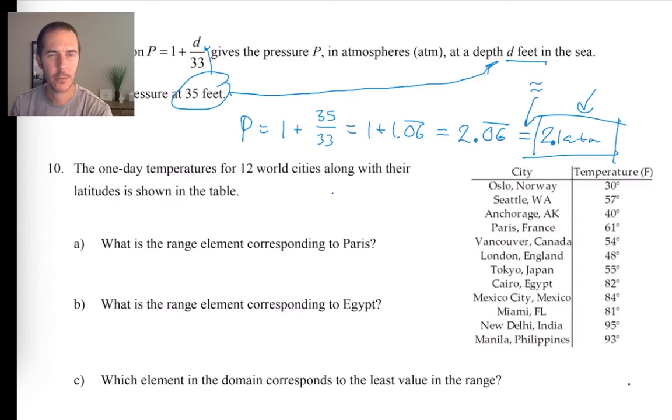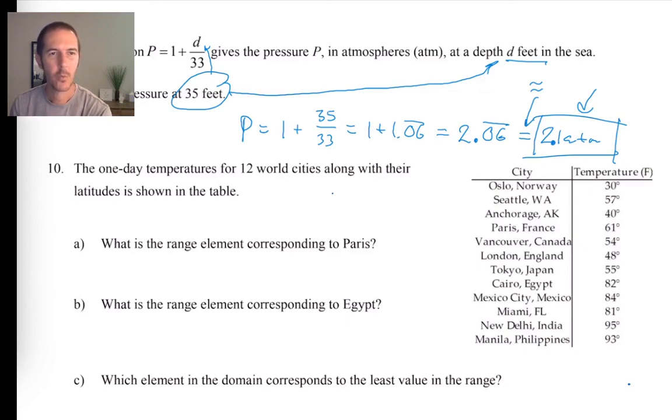Along with their latitudes. That's not true. These are not latitudes that are being shown in this table, I just realized. These are temperatures. So on one particular day, the same day, 12 different cities around the world, their temperature was measured and recorded. And for example, in Oslo, the temperature was 30 degrees. In Seattle, Washington, the temperature was 57 degrees. And all these temperatures occurred on the same day.